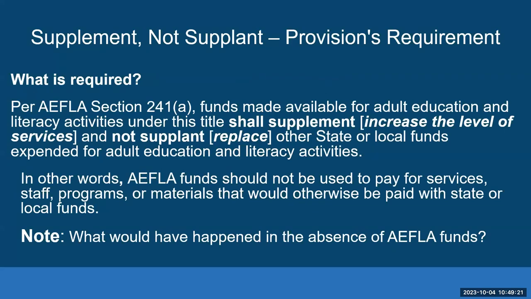Okay, we move on to the supplement, not supplant plan. This is basically the provision that federal funds are supplemental and must go on top of your state or local funds. In this case, again, it is mainly K funding. So what is required? The requirements say that funds for adult education and literacy activities under this title shall supplement or increase the level of services and not supplant or replace state or local funds expended for adult education and literacy activities. In other words, AEFLA funds should not be used to pay for services, staff, programs, or materials that will otherwise be paid with state and local funds.